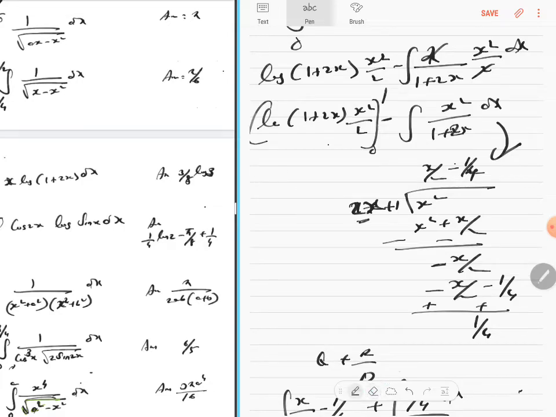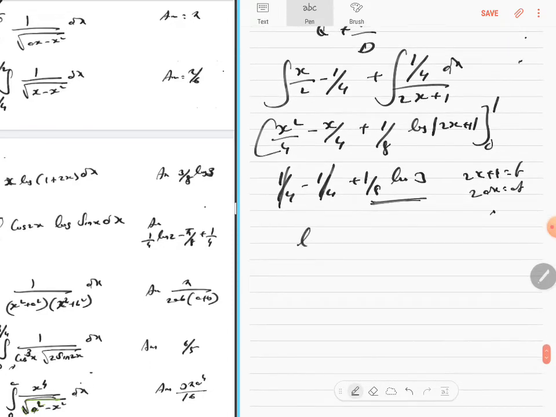We have to apply the limits, which is log of the upper limit, log 3 into 1 by 2, that's all, and when you put 0 it becomes 0. So log 3 by 2 is the answer for the first part. So log 3 by 2 minus log 3 by 8, so LCM will be 8 into 4, so it will be 3 log 3 by 8, and that's the answer.